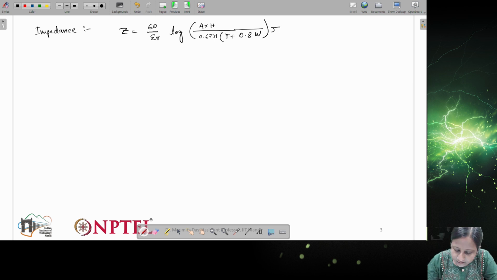So you can see here there are different terms present, and these are all coming from the board itself. H is the height of the board, T is the thickness of the board, W is the width of the board, and epsilon r is the permittivity of the board material. All this will give rise to some impedance. Whenever there is a line, that line will have some impedance.